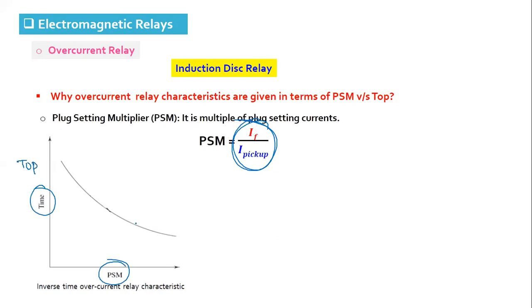Because in different parts of the power system, fault current will be different, and if we want to describe the characteristic using fault current, each relay, depending upon its application, will have different characteristics. So to make the relay characteristic independent of the actual fault current and pickup value, generally the plug setting multiplier is defined, and the relay characteristics are generally given in terms of PSM versus TOP.